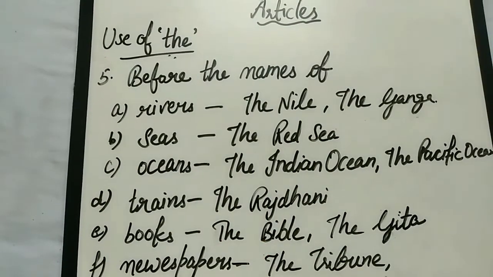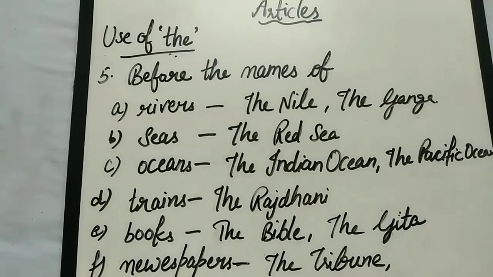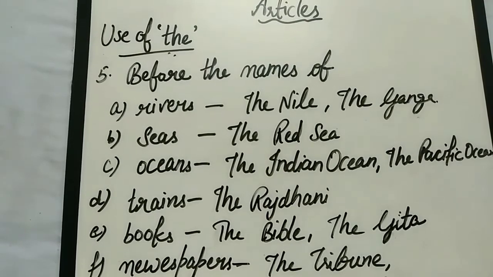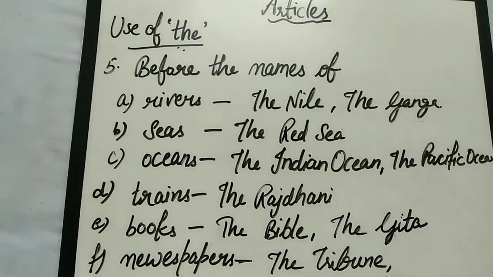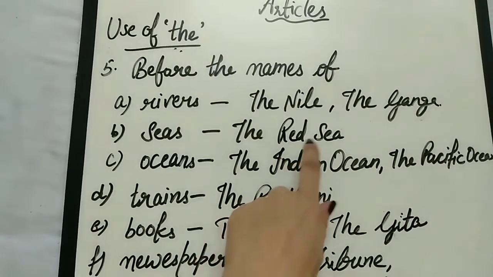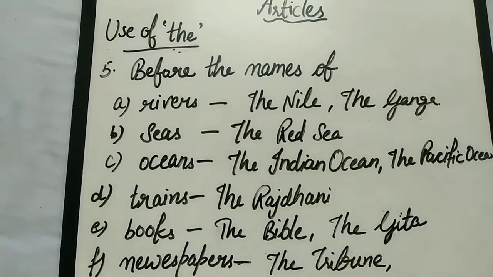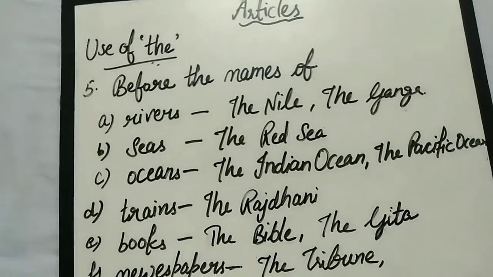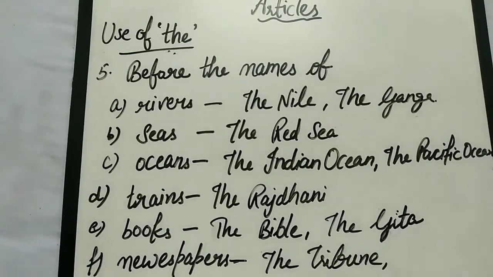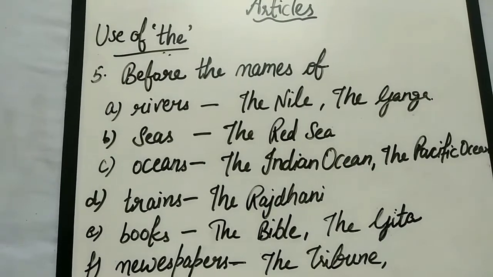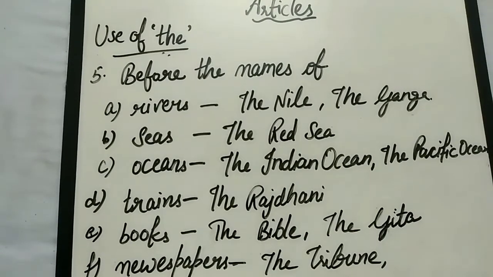And the is also used before the names of rivers like the Nile, the Ganga, the Yamuna. Before the names of seas like the Red Sea, the Mediterranean Sea. And before the names of oceans, meaning the Indian Ocean, the Pacific Ocean. Before the names of trains, the Rajdhani, the Shatabdi Express.